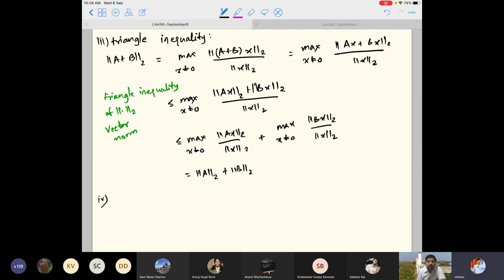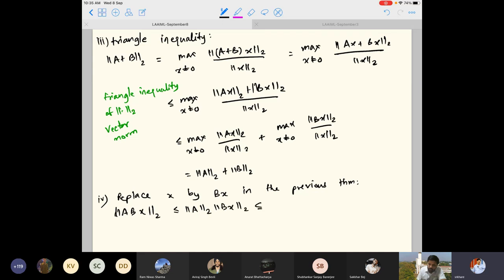And this submultiplicativity is also not very difficult. Replace x by Bx in the previous theorem. What will happen? Norm of ABx is less than or equal to norm of A into norm of Bx, which is less than or equal to norm A, norm B, norm x. Correct? So this is something that you get.